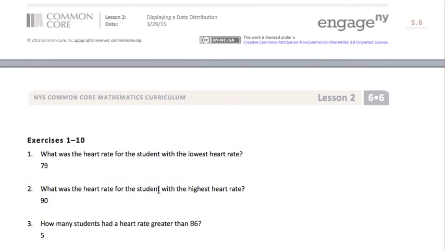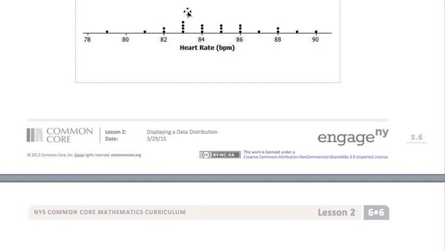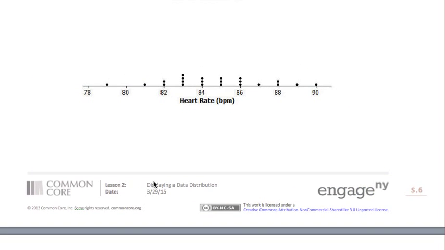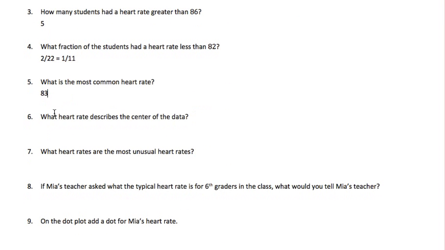What is the most common heart rate? Well, that would be 83. It has the most dots on our dot plot. What heart rate describes the center of the data? So we would be looking then at the exact center, and it should be somewhere around 85. We could count to get there. Some of you may have chosen 84. For this particular exercise, either one is fine.